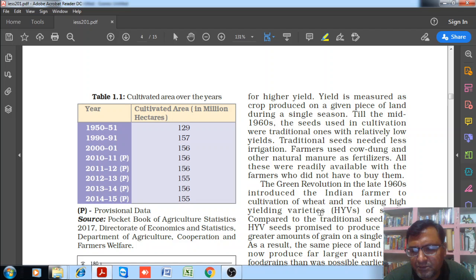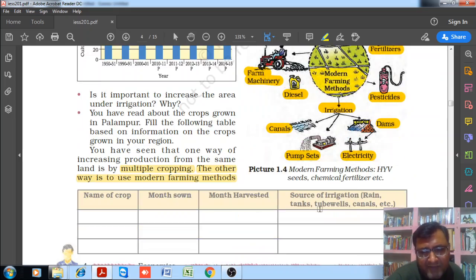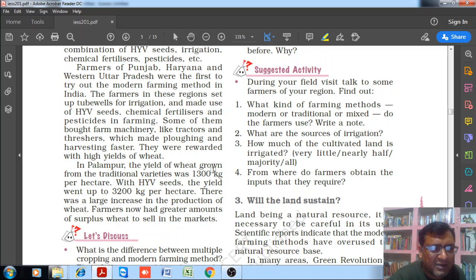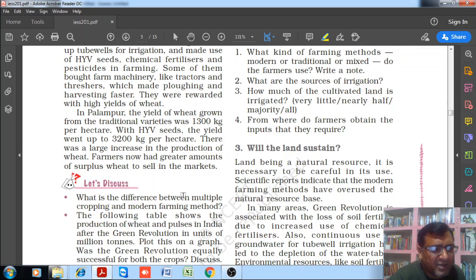So now here you are seeing one word, that is yield. Yield is the production of a crop per unit of the land. Before the HYV seeds, the yield of a particular crop was very less, but after the introduction of HYV seeds, the production of crops has increased enough. So it is very important to understand that HYV, high yielding varieties of seeds, are very important to increase the farm production. So here we have seen the modern farming methods which can help us to increase the farm production.